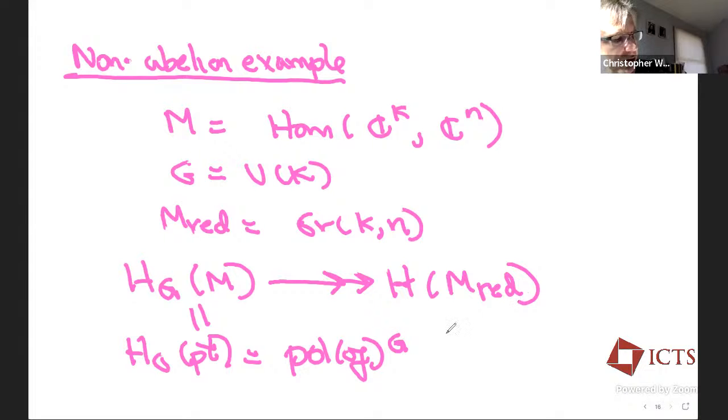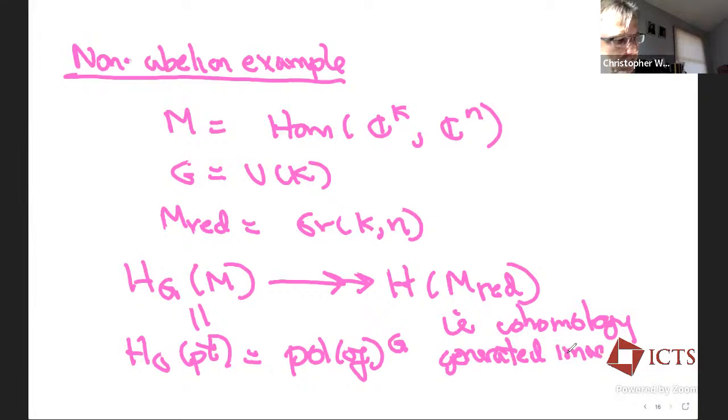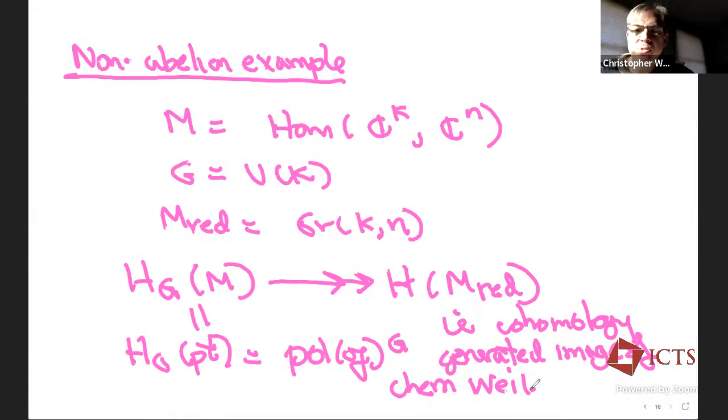So the cohomology is generated by the image of the Chern-Weil map. Another way of saying that here is that the characteristic classes of the universal bundle have to generate the cohomology.